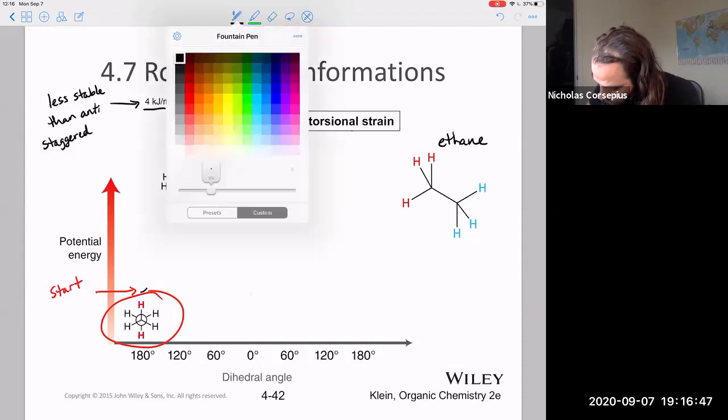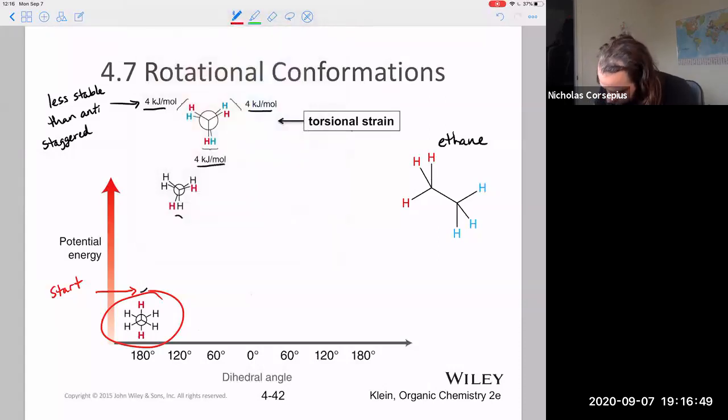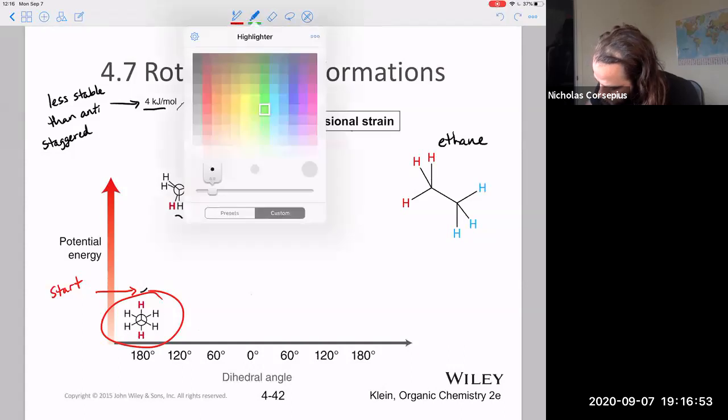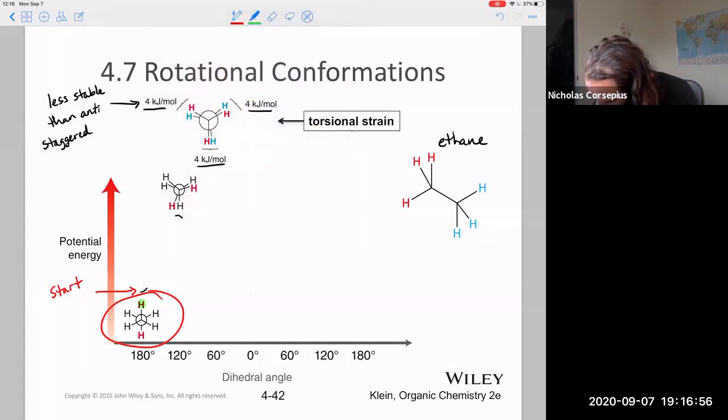You can see that we are rotating this front carbon. This red hydrogen on my front carbon is coming down. I'm rotating it. And so what's going to happen to the energy as I do this rotation about the single bond? It's going to increase, right? Because of this penalty that occurs for each of these eclipsed hydrogens.